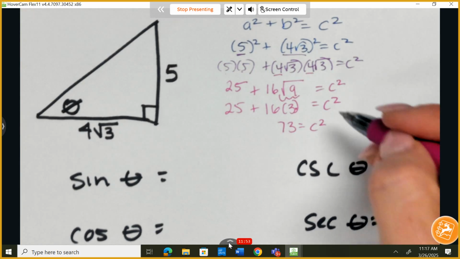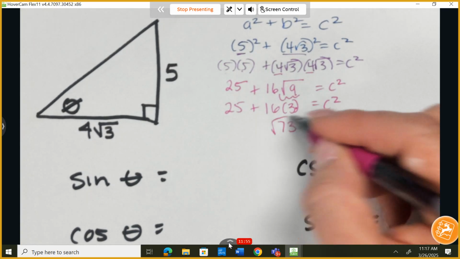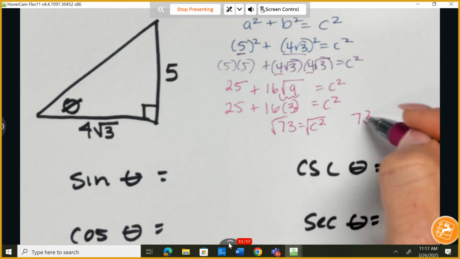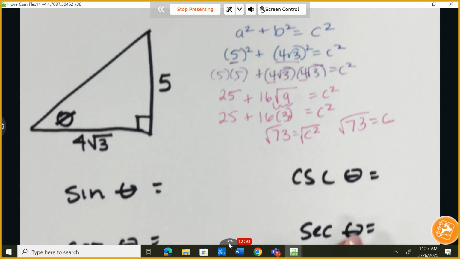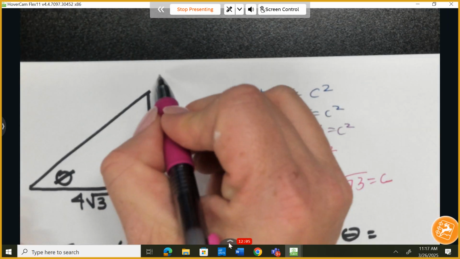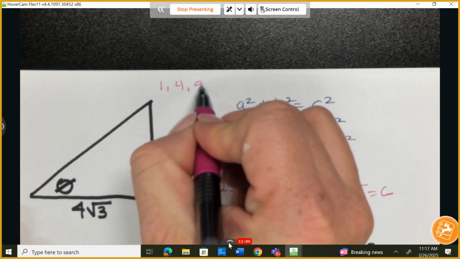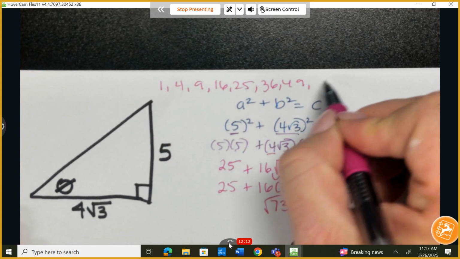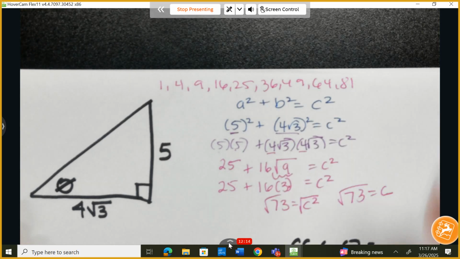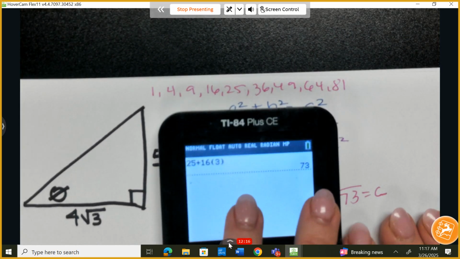Okay, now in order to isolate the c, we're going to take the square root of both sides. And now, just like we did in the previous problem, I need to know, does the square root of 73 reduce? So I'm going to make that list, and you should have it already on your paper, of perfect squares. 1, 4, 9, 16, 25, 36, 49, 64, 81. So grab your calculator, please.